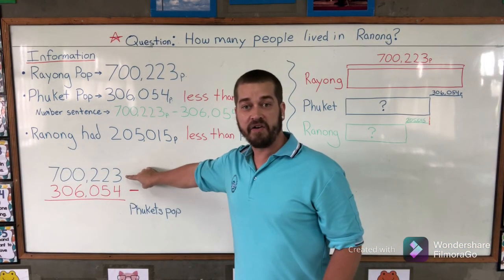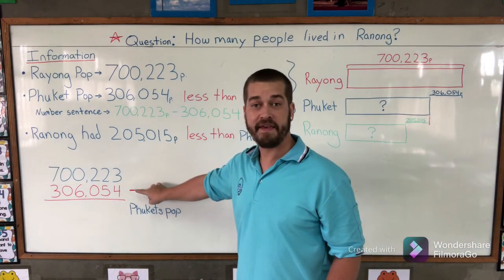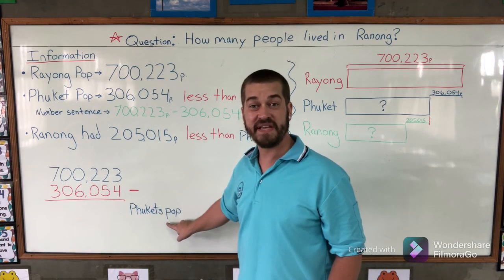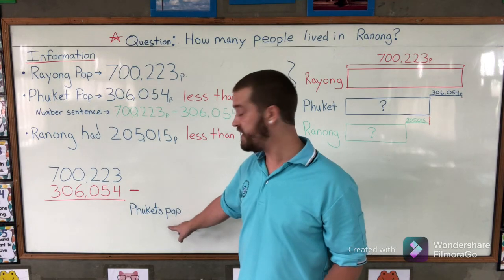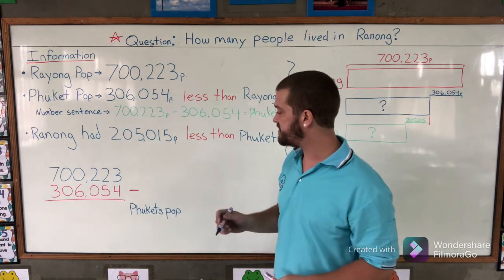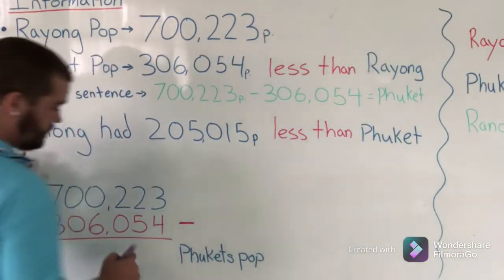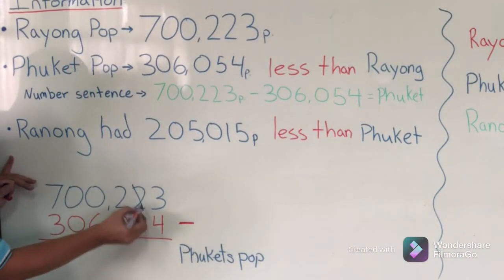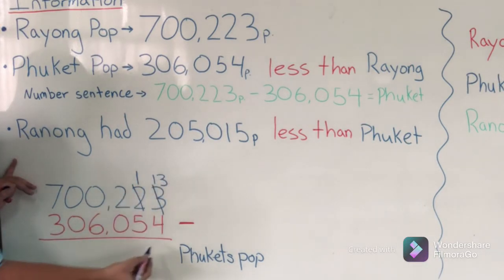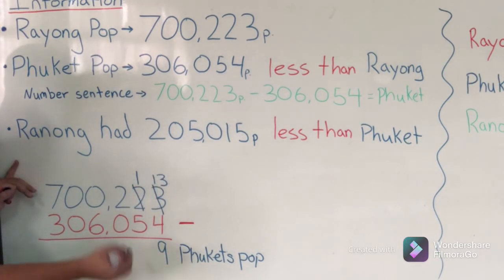We have Rayong's population, and then we have the amount of people in Phuket minus this number, which is going to give us the amount of people who live in Phuket. So this is just a simple subtraction problem. 4 minus 3, we need to borrow from our tens. This is going to become a 13. 13 minus 4 is 9.